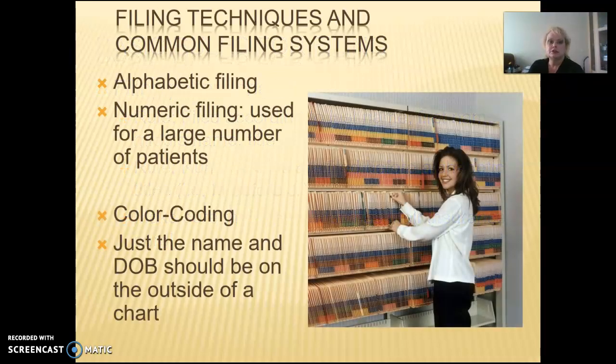And like I told you before, if we have paper charts, we're either going to do alphabetic filing, so you'll have lots of color-coded tabs, or numeric filing. And that's usually used for a group practice that has a large number of patients. And for charts, you'll usually just see the name and date of birth on the outside of it.